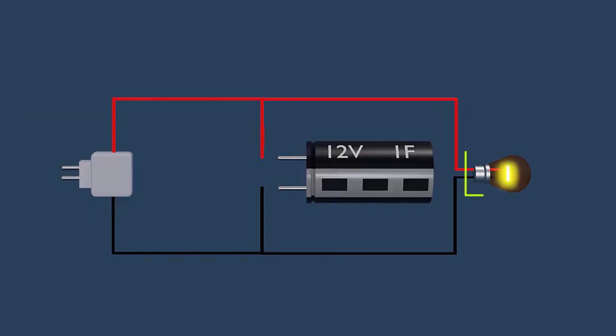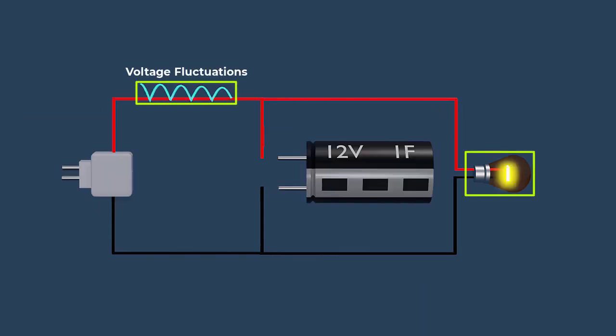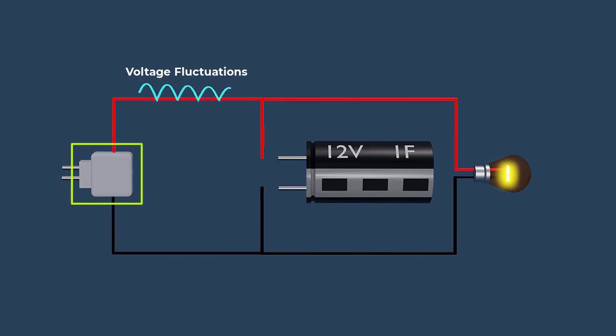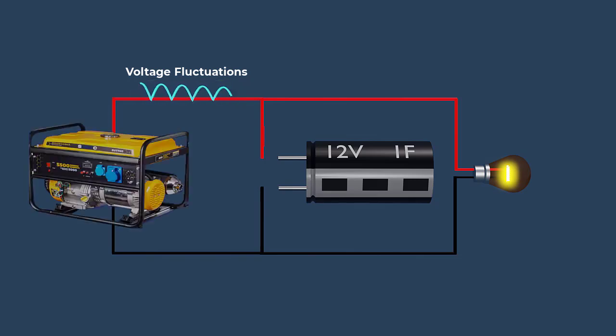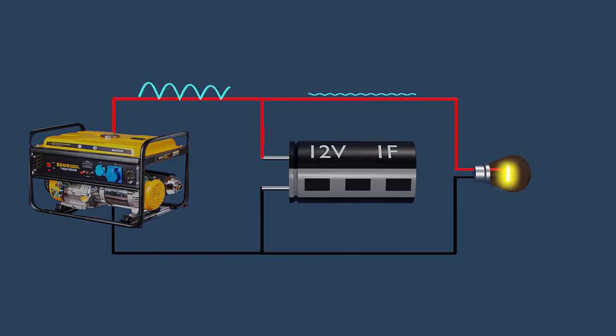If we connect the bulb to a fluctuating voltage source, such as a power supply with uneven output, or an electric generator that is not running smoothly, the light will flicker. To smooth out these fluctuations, we can use a capacitor. The capacitor charges and discharges in response to the voltage changes.